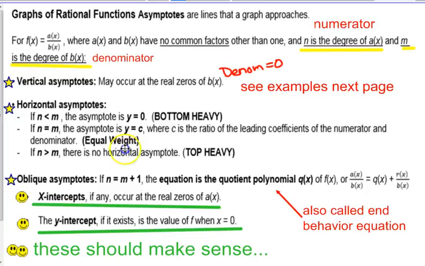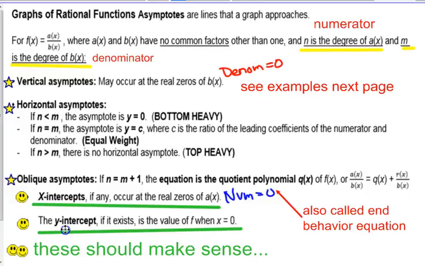End behavior is determined by the degree of the top and the bottom, and I'm going to do an example of that in a second. But before I do that, it says here x-intercepts. How do you take any fraction and make it equal to 0? When would a fraction equal 0? That's how I should phrase that question. I apologize. If the top is 0, right? If the top is 0, the fraction equals 0. So the x-intercepts occur whenever the numerator equals 0. And that's number 4 on your green sheet.